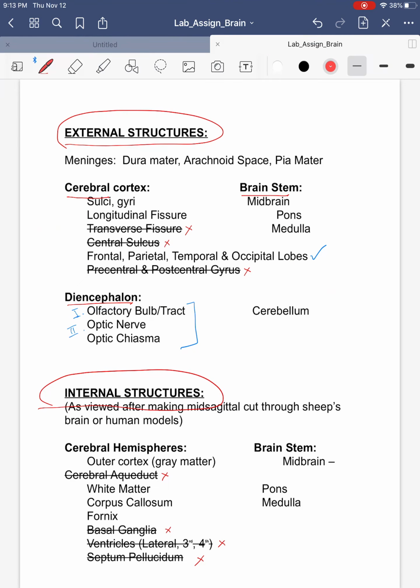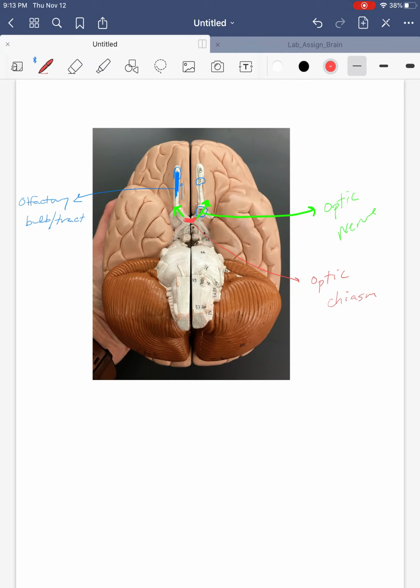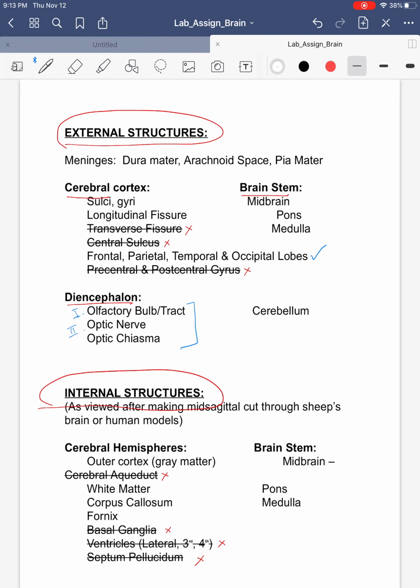All right, good stuff. And then lastly, of course, is the cerebellum, which is right here. Here's what it kind of looks like: ground beef, cerebellum.